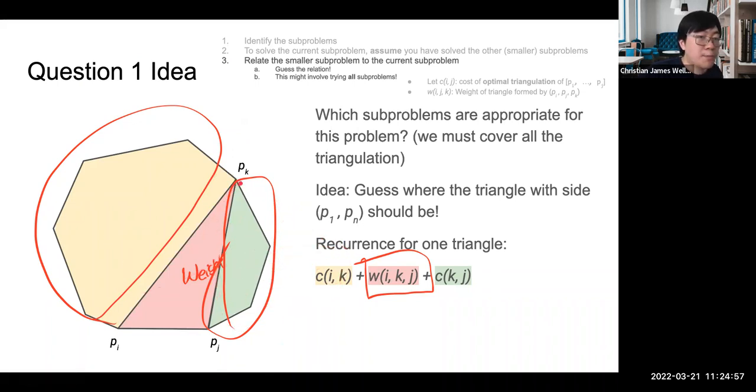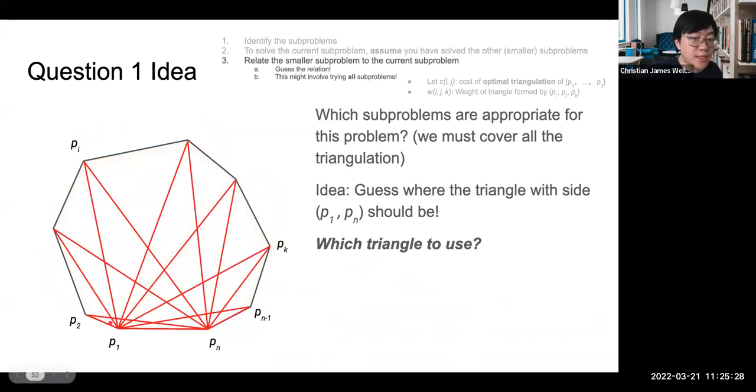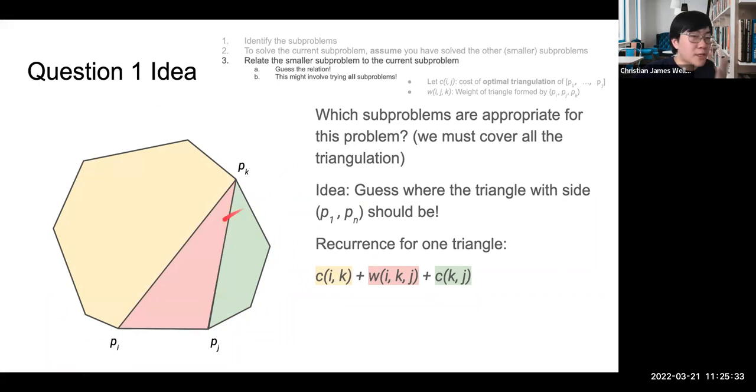Because take note, when you take one triangle like that, the left half and the right half might not end up being a triangle. It is still a polygon, a general polygon. So you need to recursively assume that you can solve this left half and the right half. And the optimal cost just for this choice of triangle is this value. But then remember, our goal is to ask which triangle to use, because we want the optimal cost over all the possible triangulations. This was just the optimal cost in case your first choice of triangle was this one.